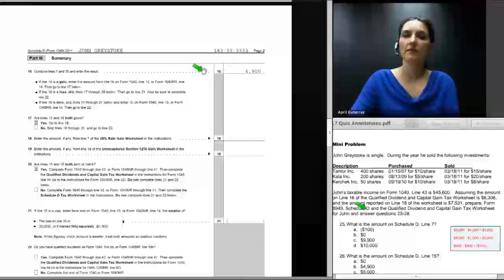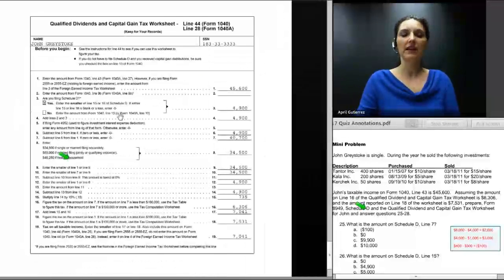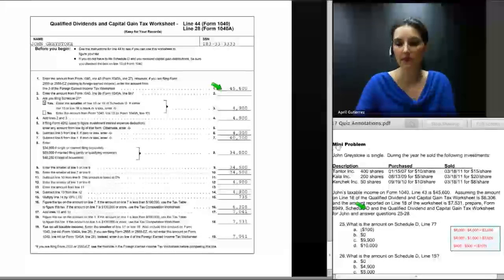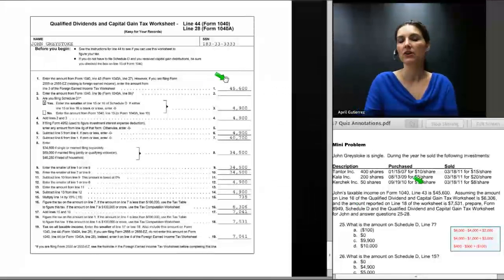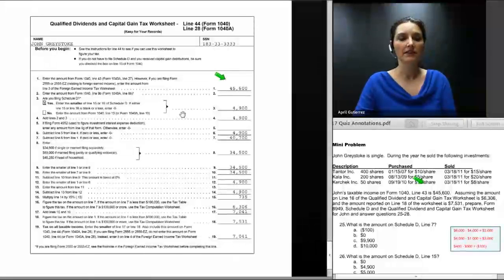From this point, it is time to complete the qualified dividend and capital gain worksheet, and we provided you with the number to enter on line 1. In the wording of the problem, we tell you that amount is $45,600, and we want you to start with that number. $45,600 is entered on line 1. Next, it asks how much is the amount on line 15, and that amount is $4,900. Then on line 7, we subtract $4,900 from $45,600, and we get $40,700.